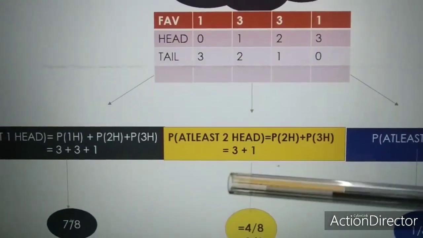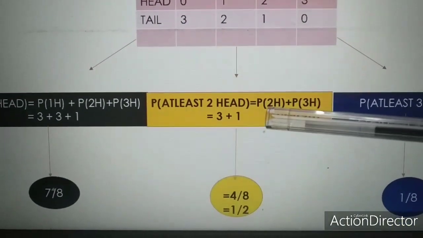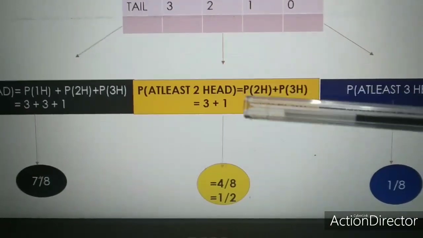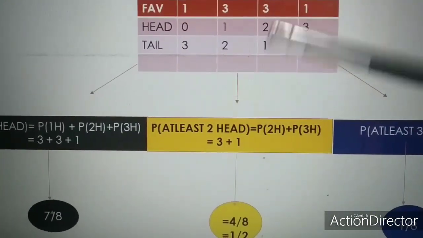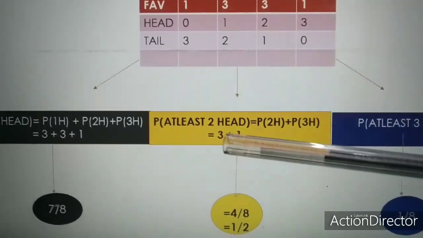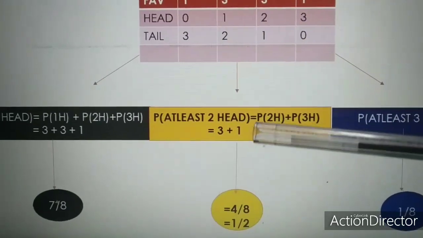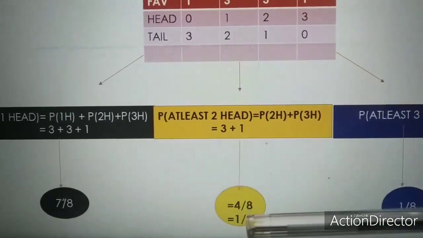Now coming to at least 2 heads. At least 2 heads means minimum 2 heads. That means I can have 2 heads and 3 heads. So for 2 heads, my favorable outcome is 3. And for 3 heads it is 1. So my answer is 3 plus 1. 3 plus 1 is 4. So my probability will be 4 upon 8 which is equal to 1 by 2.